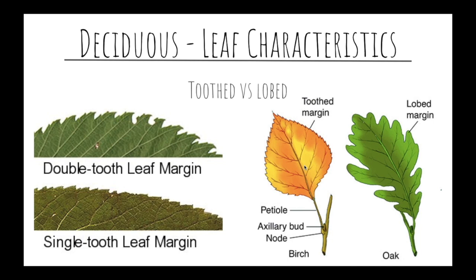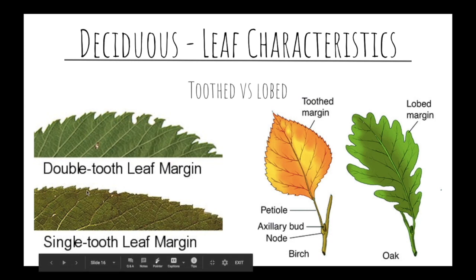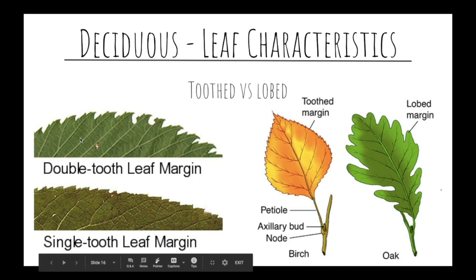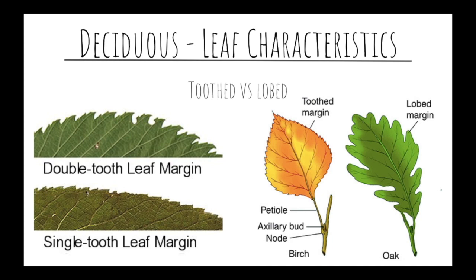When we look at deciduous leaves, we also want to look at what the edge of the leaf looks like. The edge of the leaf is also called the margin. The margin can be toothed, which means it has kind of a jagged edge to it. And then you can have a single tooth or a double tooth. So here you see just your single tooth, and then the double tooth is basically a tooth on a tooth.